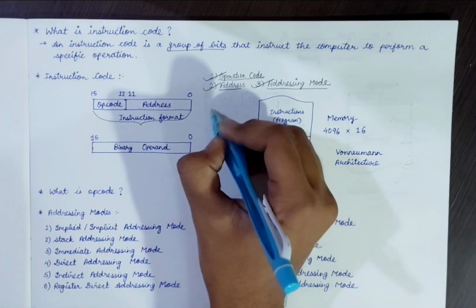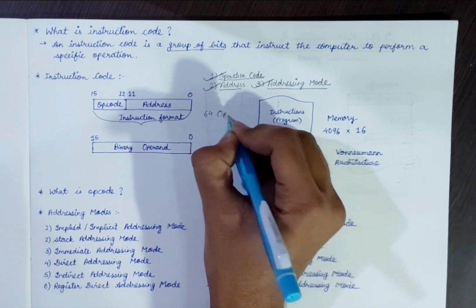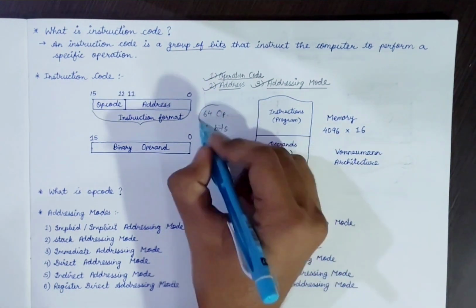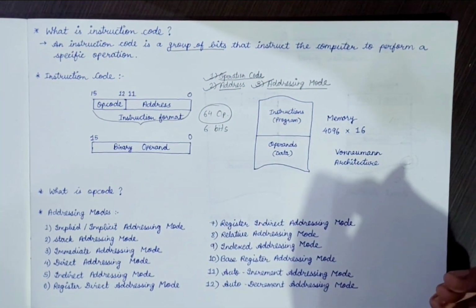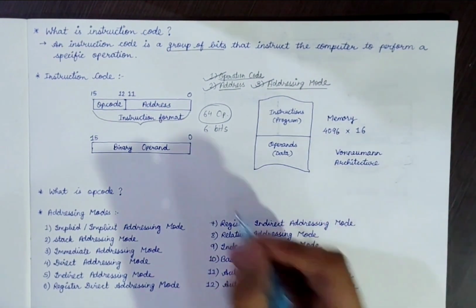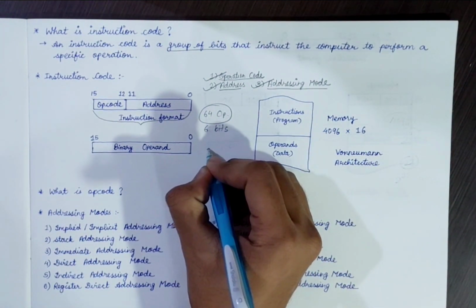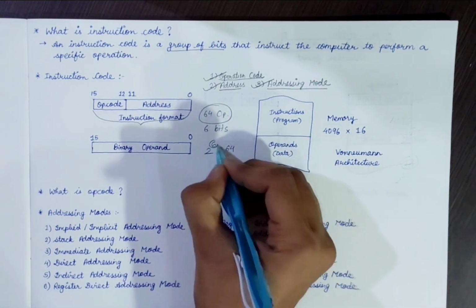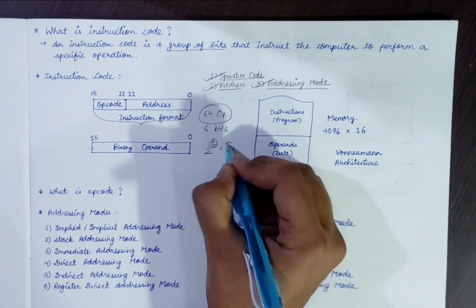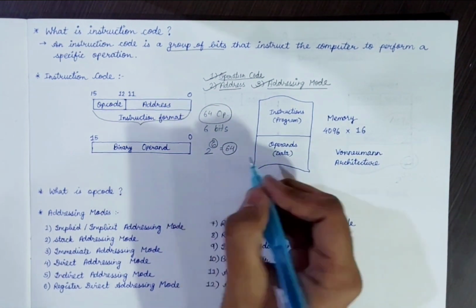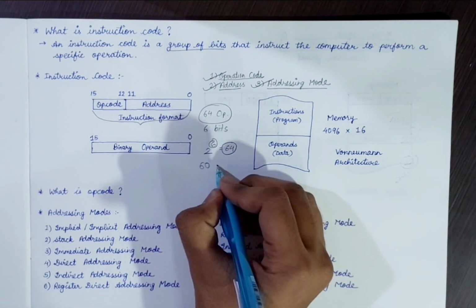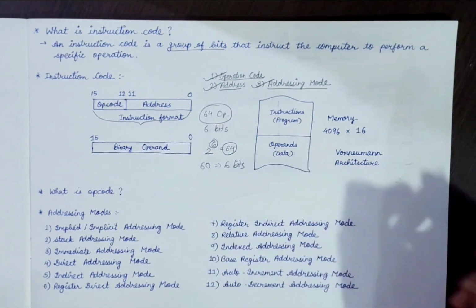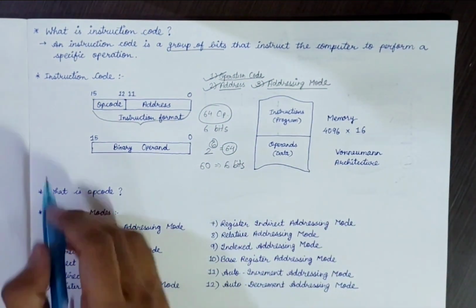If a microprocessor can perform 64 operations, then I will require 6 bits to represent 64 different operations. How can we come to know how many bits we will require for the different operations? Here, 2 raised to 6 is equal to 64. So with 6 bits we can refer to 64 different operations. If we have 60 operations, then also we will require 6 bits. In this way we can conclude how many bits we will require for the operation code.